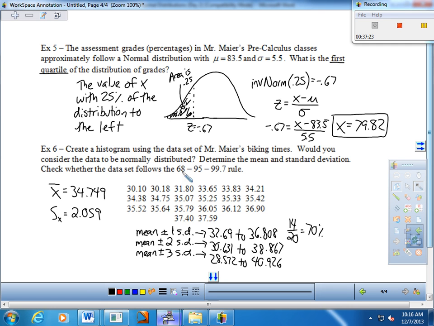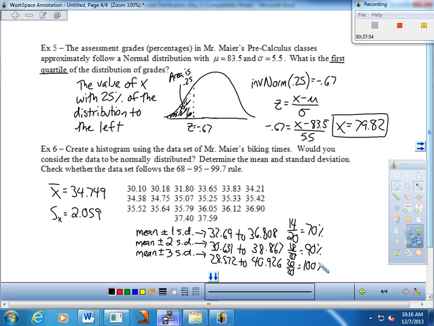Next one, how many were within 2 standard deviations of the mean? If you count them up, I believe it was 18 out of the 20, which would be 90%. Again, not bad. Pretty close to that 95 right here. And how many were within 3 standard deviations of the mean? As a matter of fact, all of them.